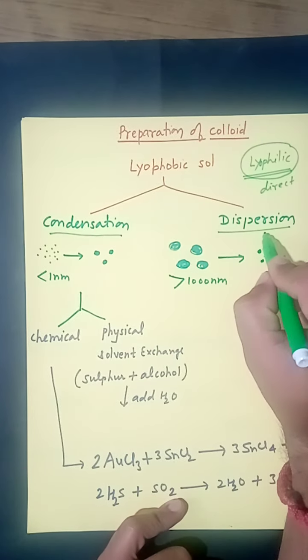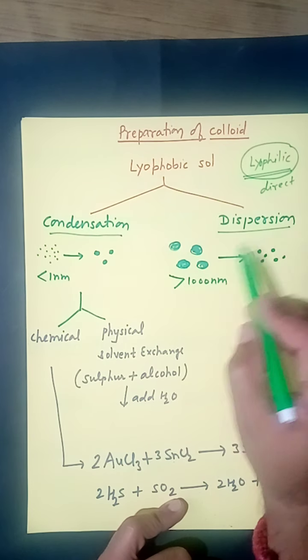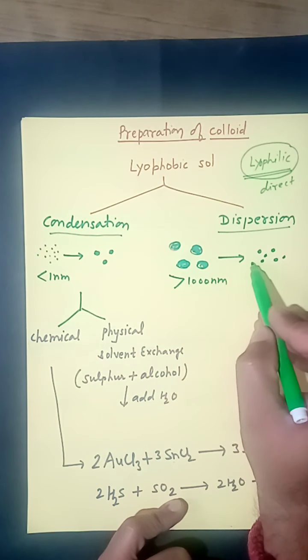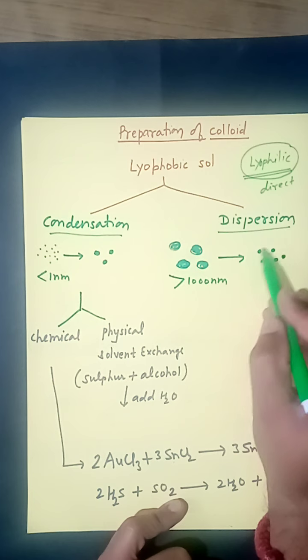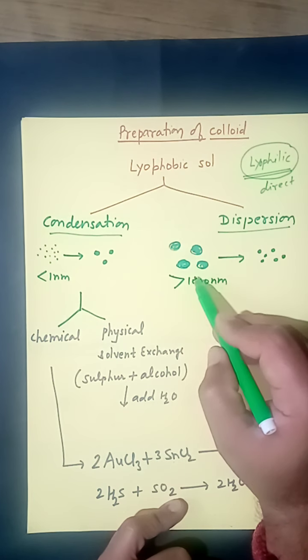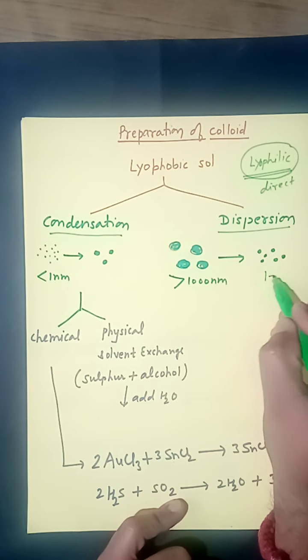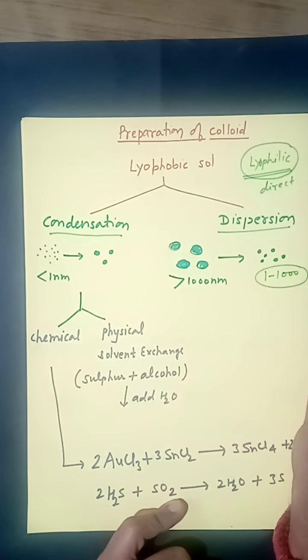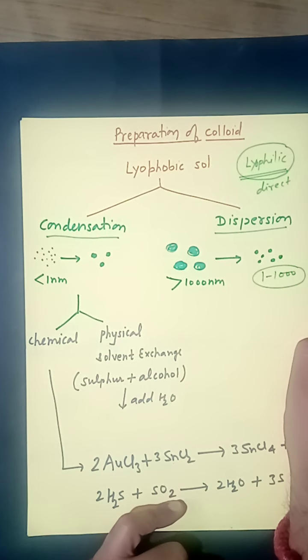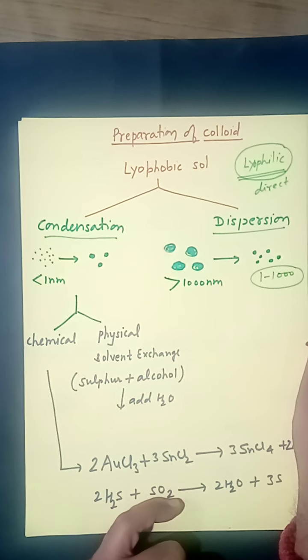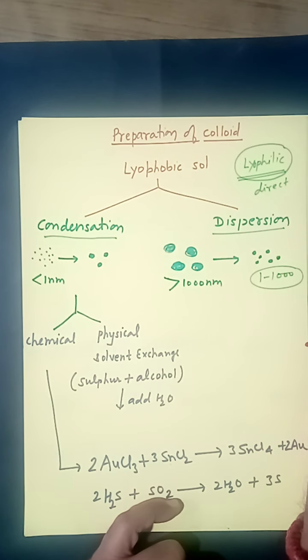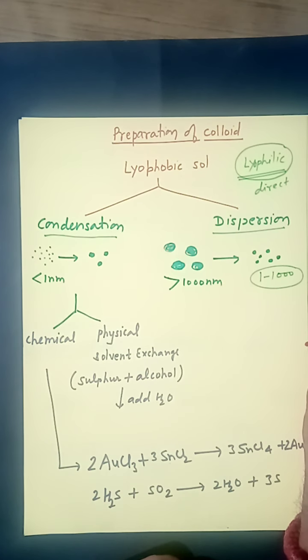Another technique is dispersion. In dispersion, bigger particles are broken down into particles of colloidal dimension. Here the size is more than 1000 nanometer. I hope you remember, the size of a colloidal particle is between 1 and 1000 nanometer. Now, one by one we will discuss both techniques, condensation as well as dispersion. First we are starting with condensation.